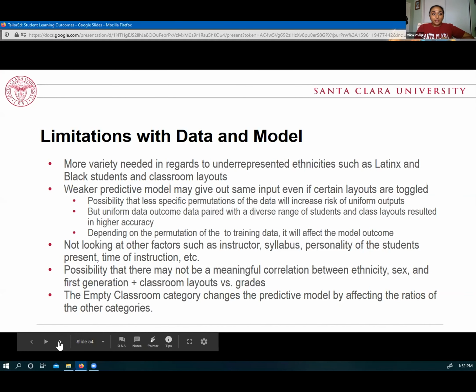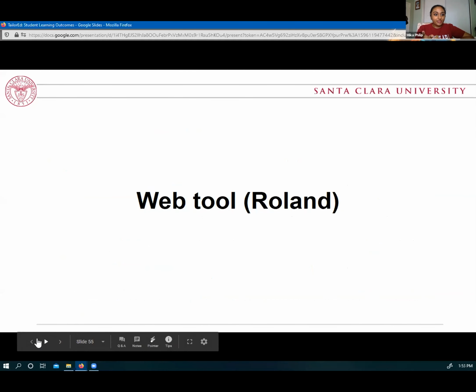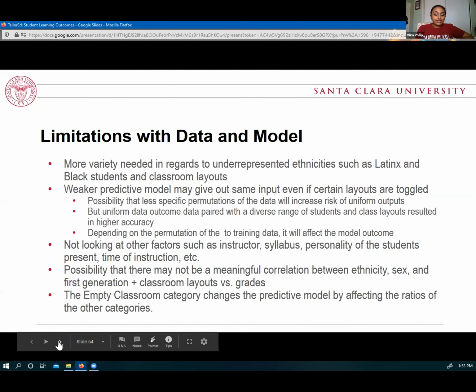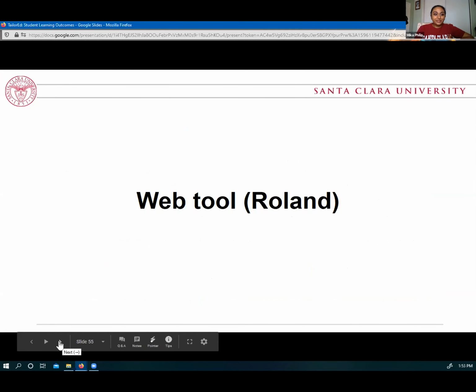Also, this model does not look at the instructor. It does not look at the content of the syllabus. It does not look at the personality of students, the time of instruction, and whatnot. So hopefully in the future, we can add things like the time of instruction, age, and the instructor. Maybe that will be a future step. And yeah, we will kick it off to Roland to talk about the web tool.